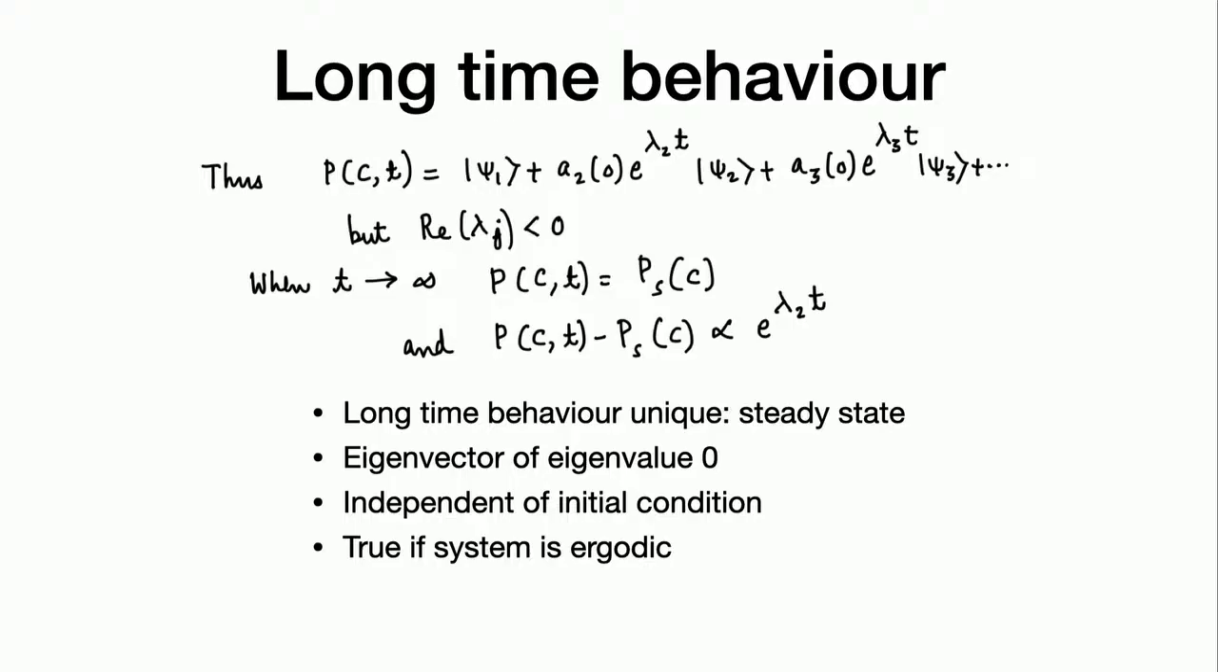You start with any probabilities in the beginning. As time goes to infinity, you are guaranteed that it forgets everything about its past and goes to a unique steady state, which is the eigenvector of lambda equal to 0. I am guaranteed this property, and that unique long time behavior I will call a steady state. This is the name for that. And this eigenvector of eigenvalue 0 is independent of the initial condition. There are some caveats, true if the system is ergodic and so on, but we will forget about that.